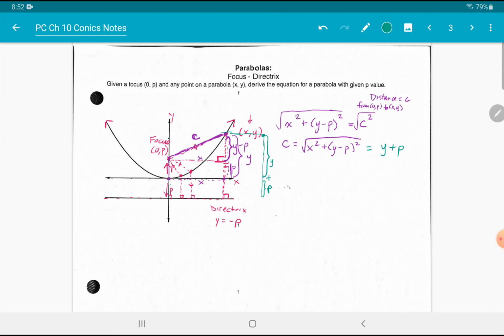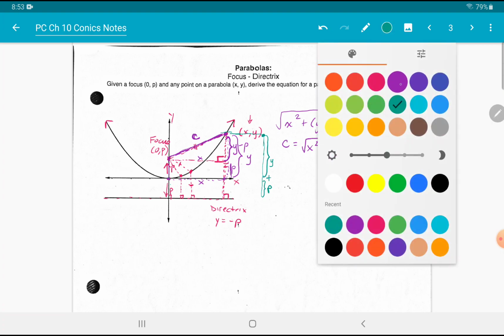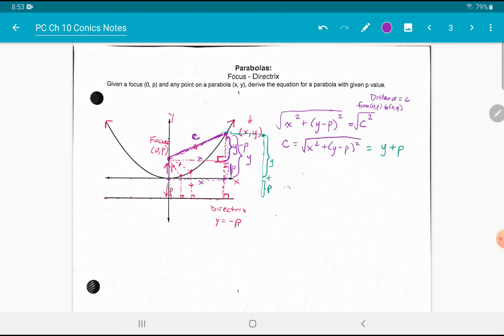Okay, so this becomes a new equation that we can then solve for. So let's rewrite it again. What we have is the square root of x squared plus y minus p, quantity squared, is equal to y plus p. Now in order to solve this equation, we do need to get rid of the square root. So how do we get rid of square roots? We can square both sides.